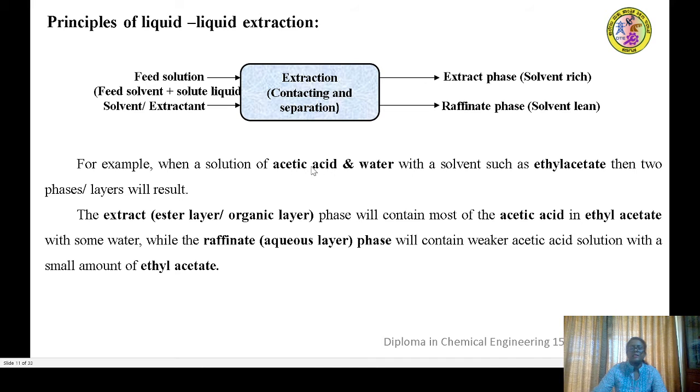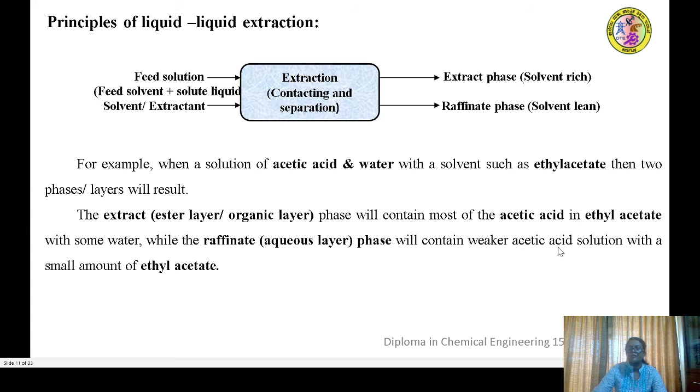Okay, so this acetic acid and ethyl acetate will form the extract phase in this particular example, and the raffinate phase, which can be called here an aqueous layer, because whatever is present in the residual liquid after the contact contains water. So the raffinate phase is the aqueous layer in the operation, which contains weaker acetic acid solution.